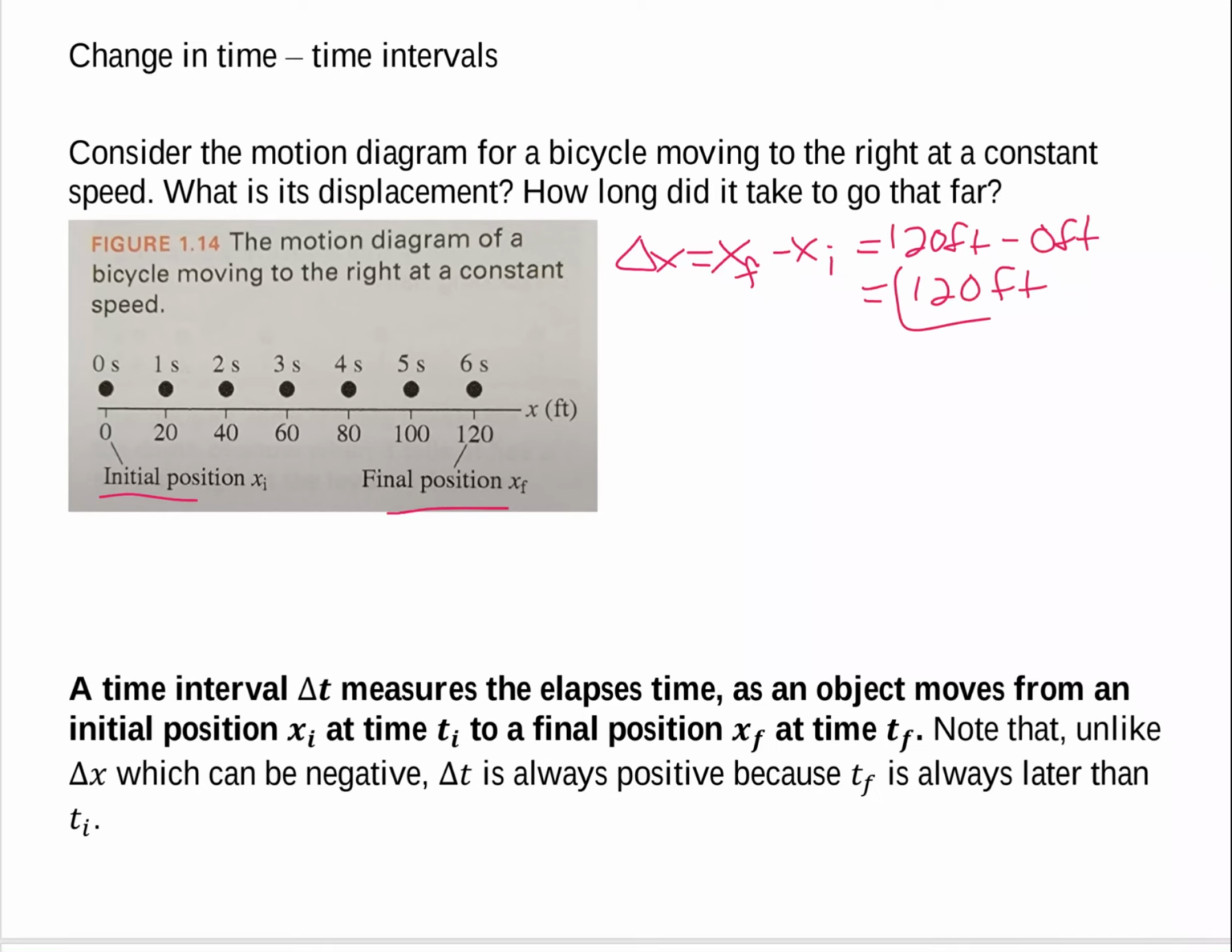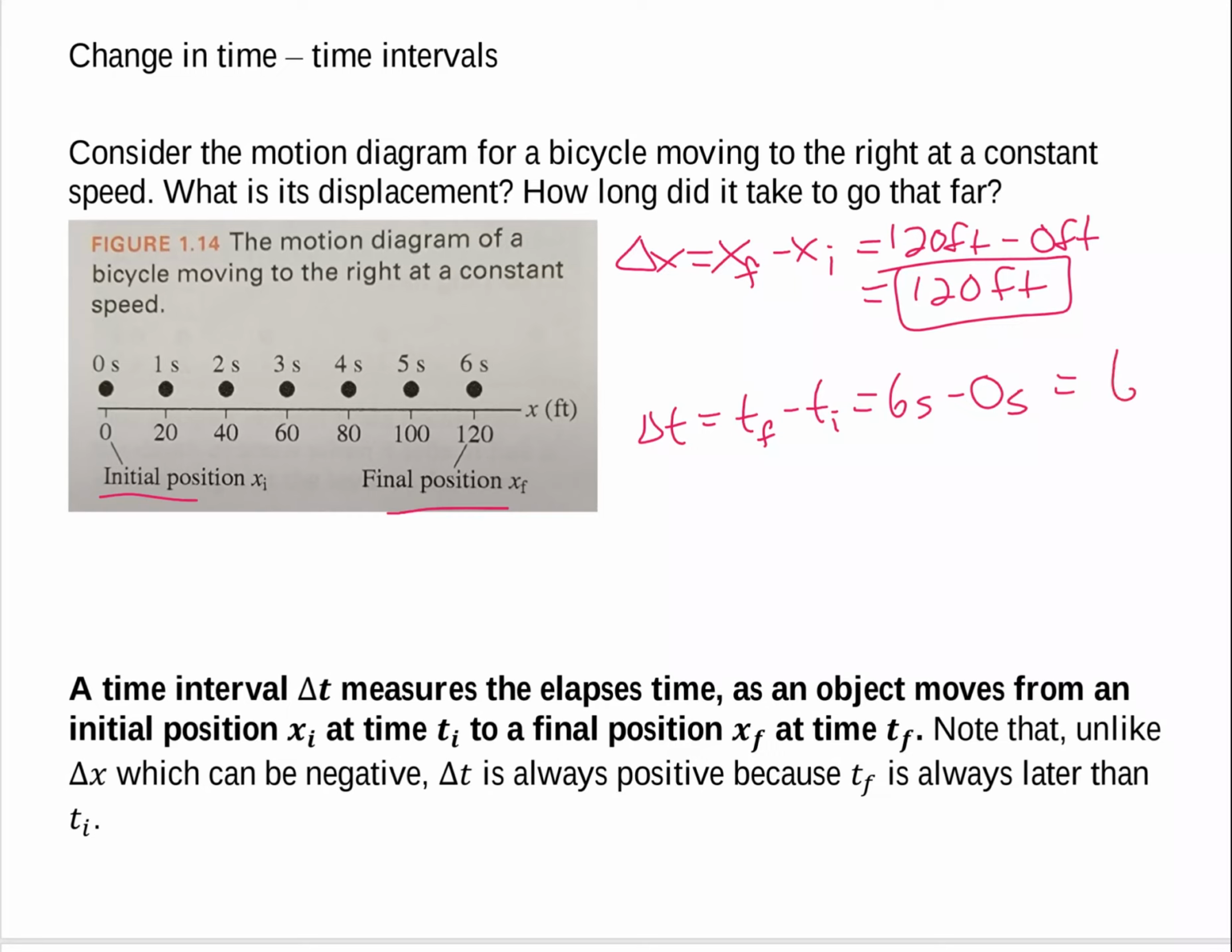Now, how long did it take to go that far? So we will say delta t equals t sub f minus t sub i, equals 6 seconds minus 0 seconds, equals 6 seconds.